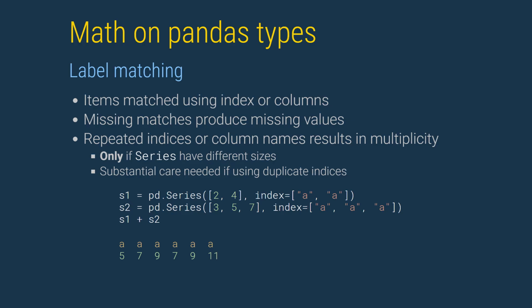Mathematical operations on pandas types are based on label matching. Pandas is missing value aware, and so operations that involve a missing value propagate to produce results with missing values. Because pandas matches on labels, indices, and column names, repeated values produce a multiplicity of results after performing the match. For example, when adding 2 series with repeated values in their index, we get 6 outputs since each matching pair is evaluated. If the series have identical indices, even with repeats, then the multiplicity is ignored. It is best to avoid repeated labels to reduce the risk of code that produces unexpected results.